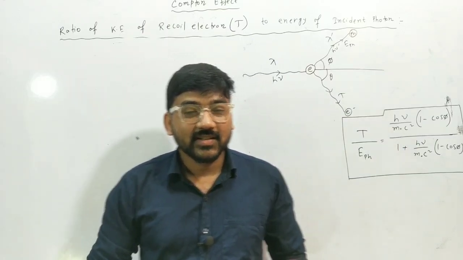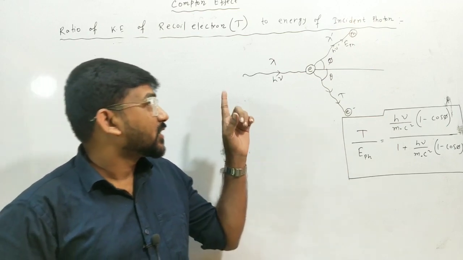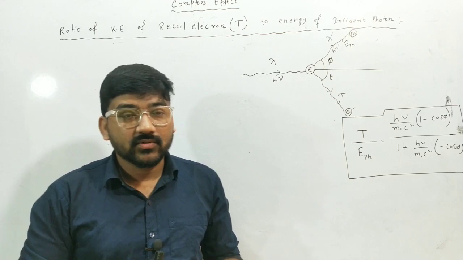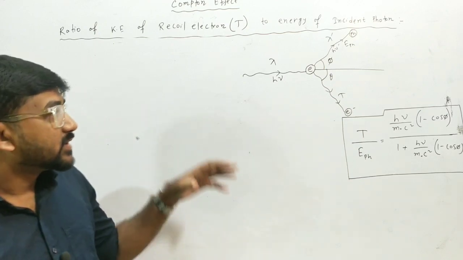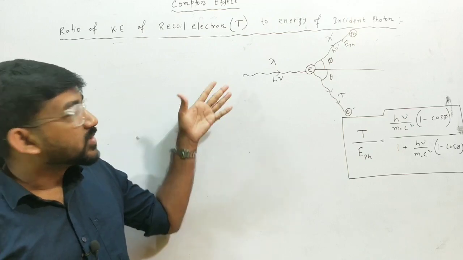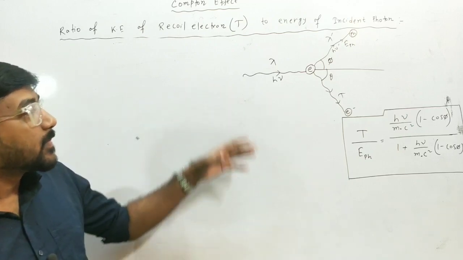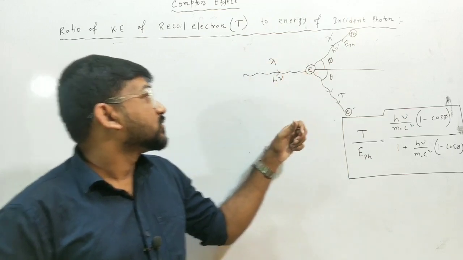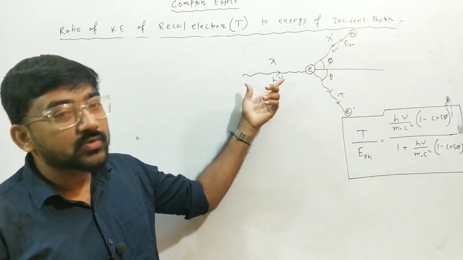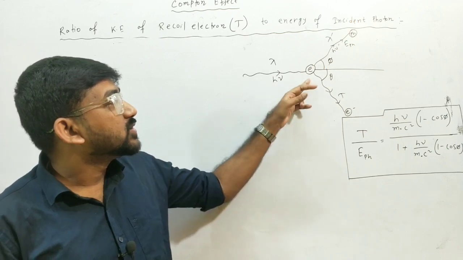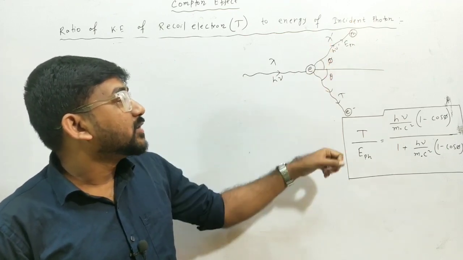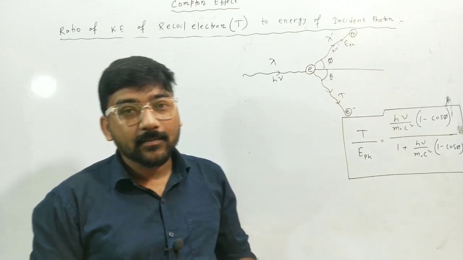In this lecture, we will discuss the ratio of the kinetic energy of the recoil electron to the energy of the incident photon. We discussed the Compton effect in the last class, and this topic is related to it. From this figure, this is the incident radiation, which is the incident photon. This incident photon will collide with this electron, and in this process the photon will be scattered at an angle phi and the electron will recoil at an angle theta.